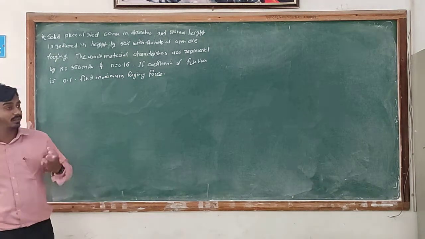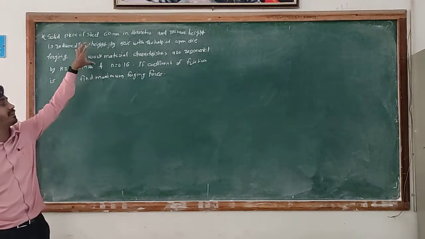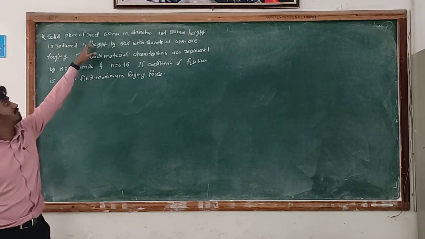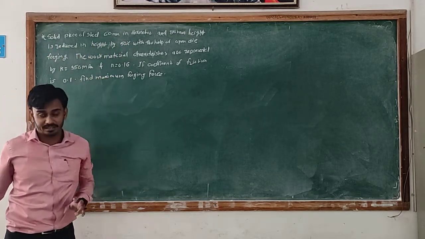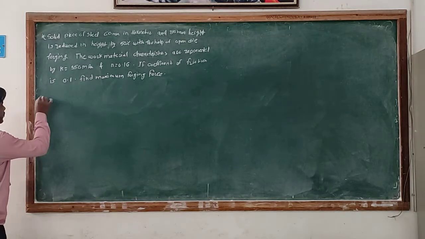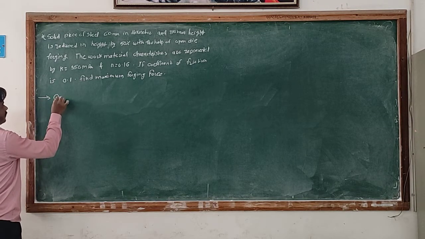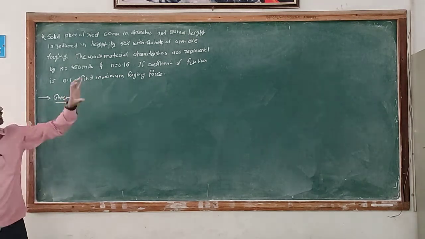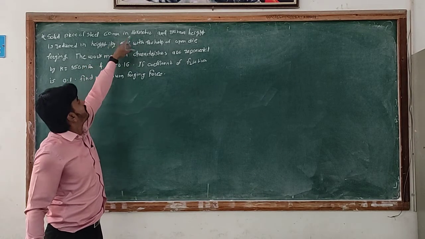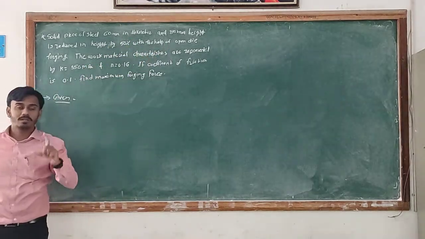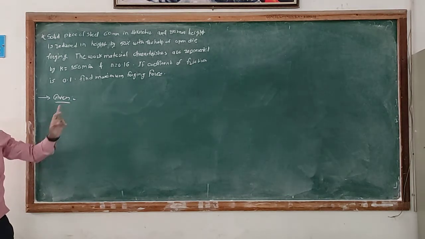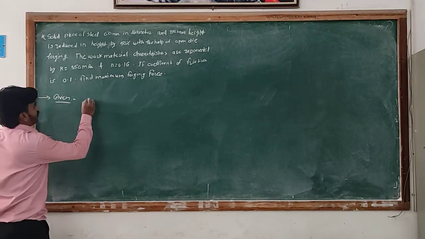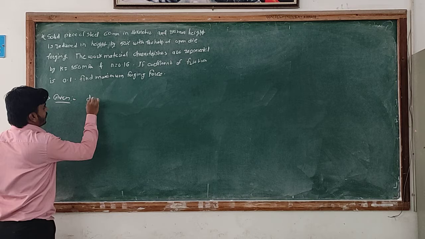Hello student. Now we will solve one numerical which is based on the forging process. This is the statement of the numerical: a solid piece of steel is 60 mm in diameter and 80 mm in height, which means the workpiece is cylindrical in shape with a diameter of 60 mm. This is the initial diameter, so we will consider it as D initial, Di.